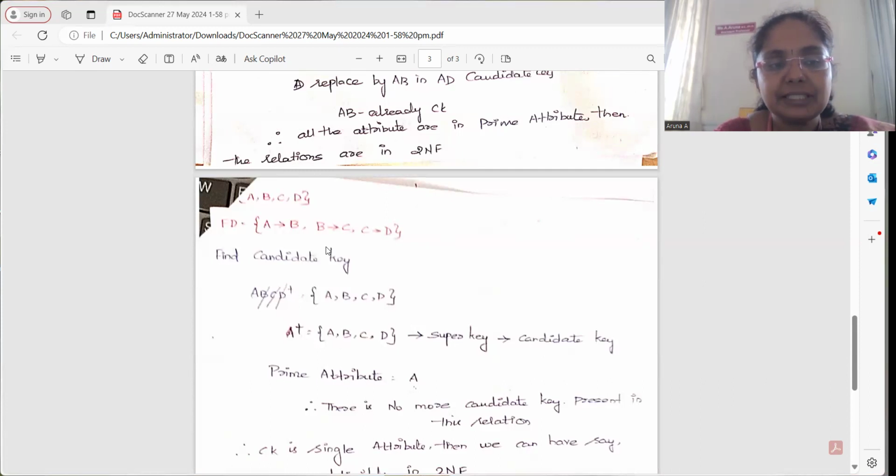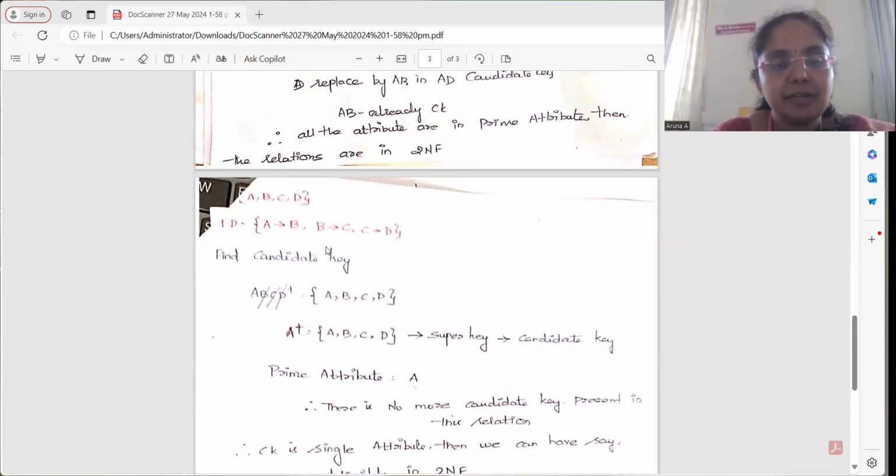Fourth normal form deals with multivalued dependencies, so the relation should not contain multiple values. Join dependencies are dealt with by fifth normal form, and those are also eliminated. Up to this we are using normalization.